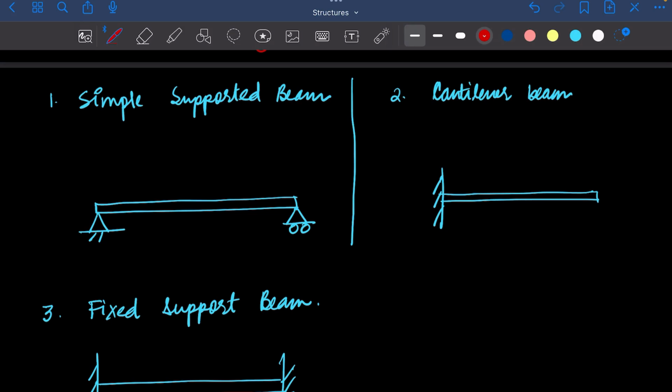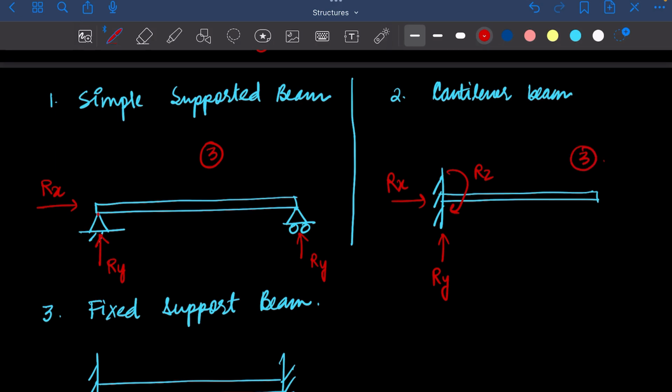Starting with the simply supported beam, here we have a hinge support, which means Ry, Rx. This one's a roller support, which means Ry. All right? So here we have three reactions. Then in a cantilever, how many reactions would we have? Cantilever has one fixed support, right? So it means Ry, Rx, and a rotation, Rz. So three reactions.